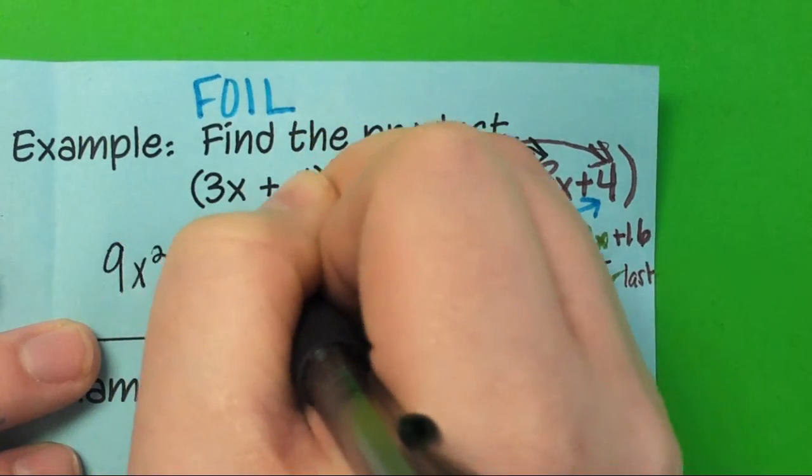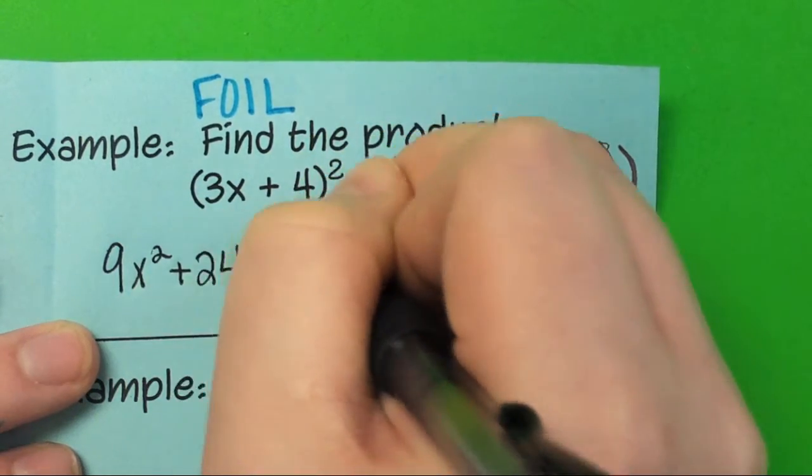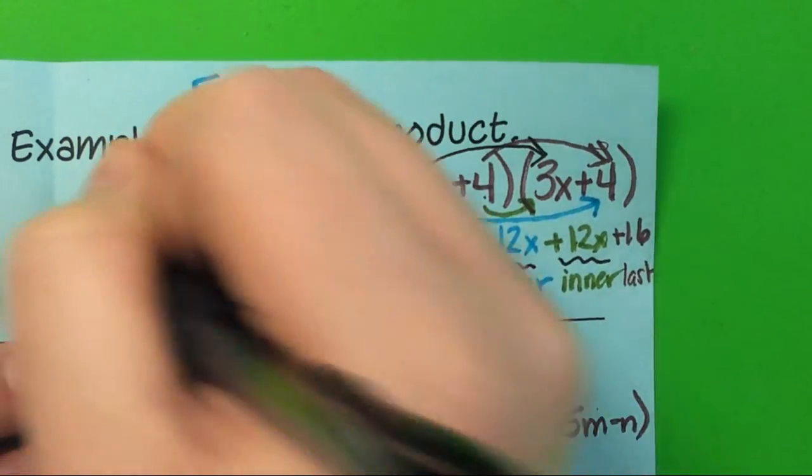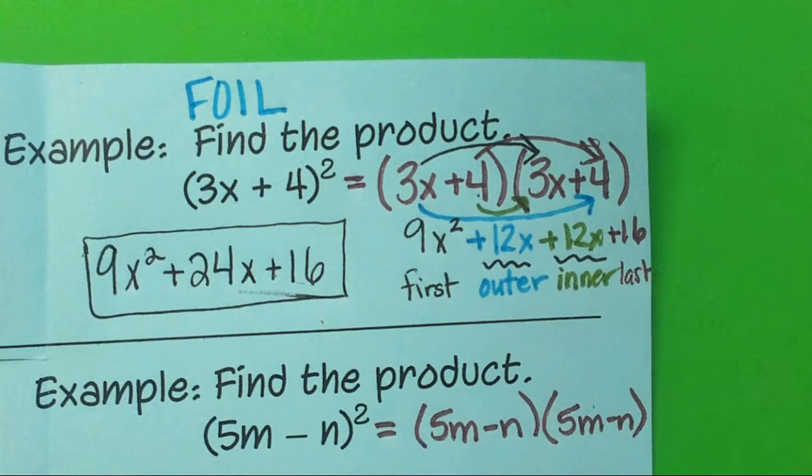24x and then plus 16. All I did was combine the outer and the inner. When you add 12x plus 12x and get 24, do you want to add the exponents? No. Remember, we only add exponents when we're multiplying.